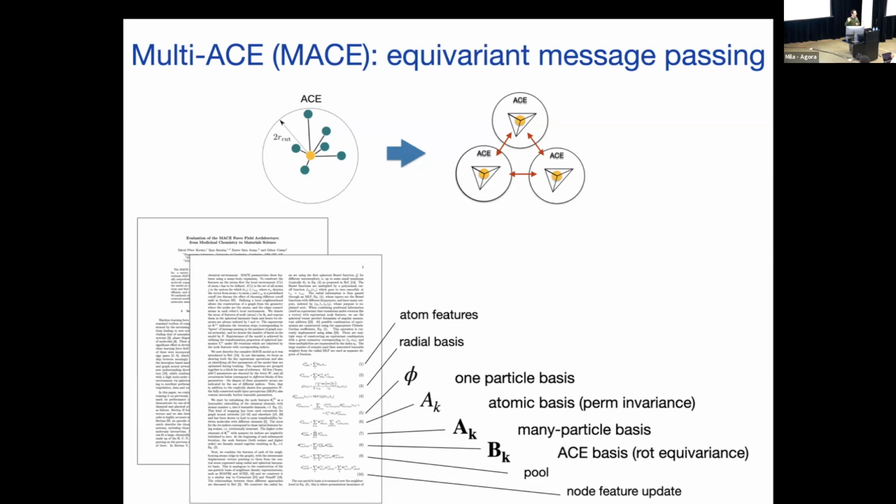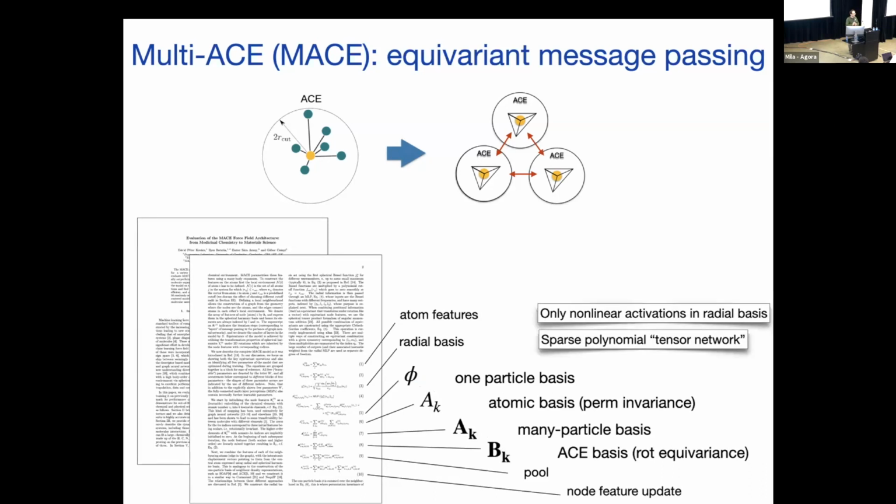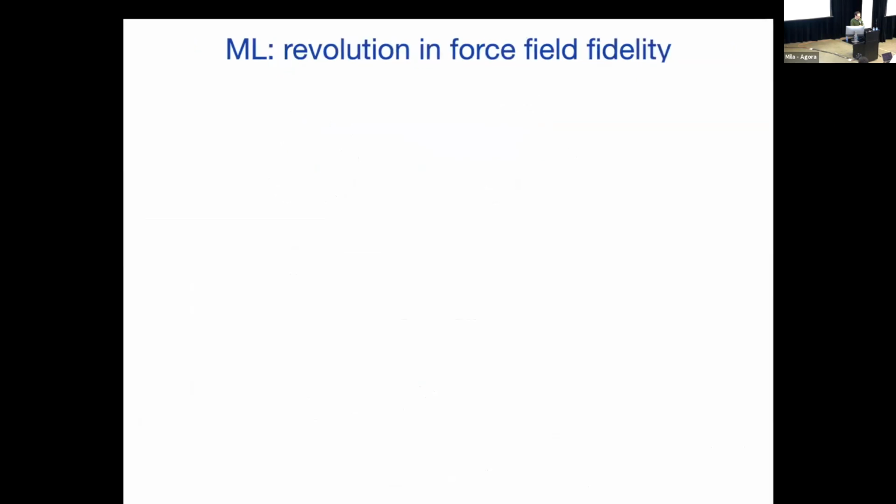And it is very similar to what I've shown you. There is one particle basis, there is an atomic basis with permutation invariants, a many particle basis, a symmetrized one with the Clebsch-Gordan coefficients, and then we do pooling and node feature update as is customary in message passing networks. And in fact, the only nonlinear activations are in the definition of the radial basis. So we have a radial basis, that's a one-dimensional function. We want it to be flexible, no other nonlinearities.